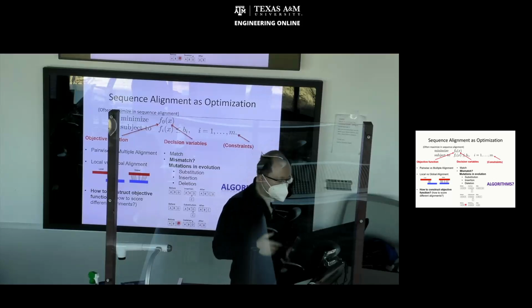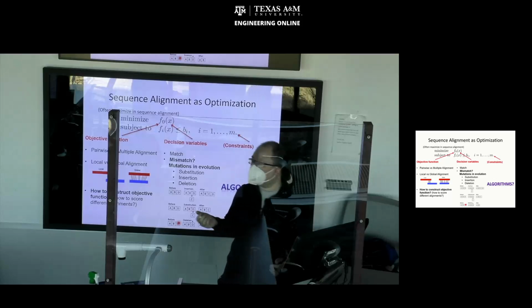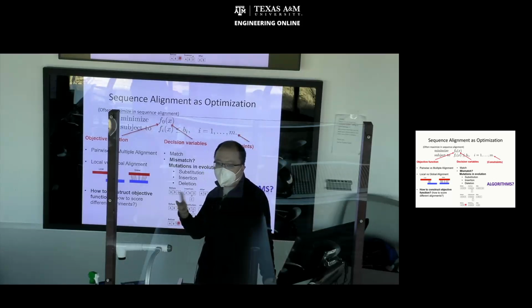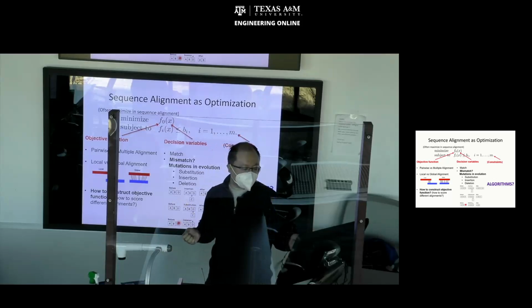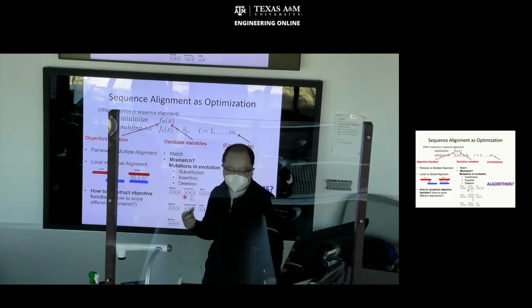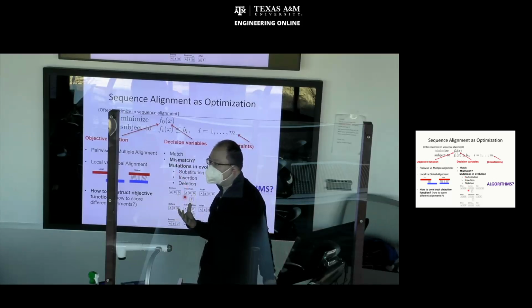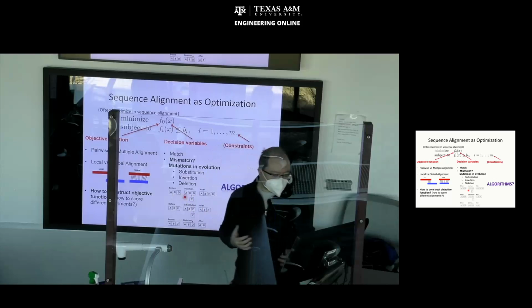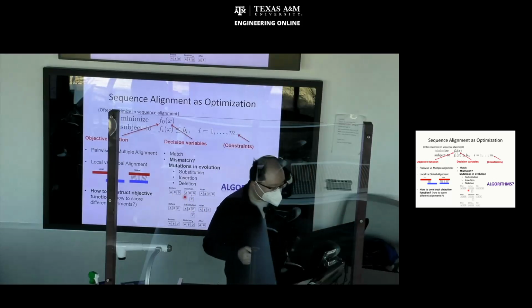And I think there are constraints as well, right? Because no matter how you align, you cannot change the order of the sequence, isn't it? You see, in my definition of the decision variables, I either match or mismatch, and I never define something that's not allowed by evolution, or by the definition of the problem.